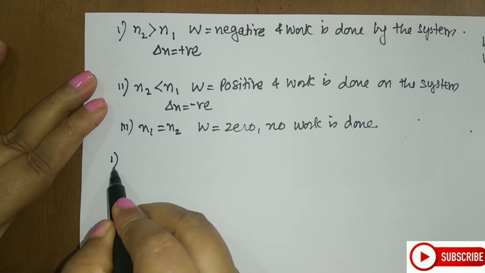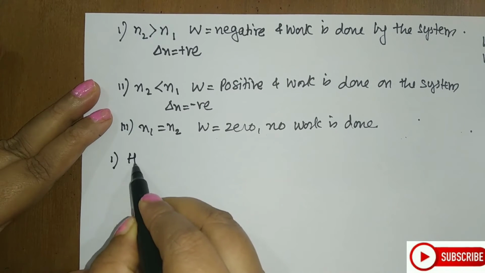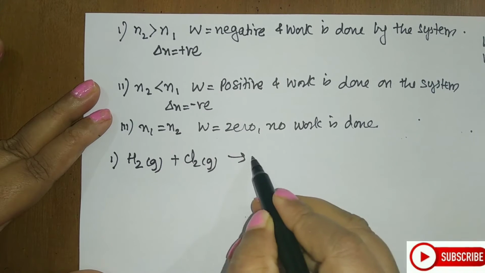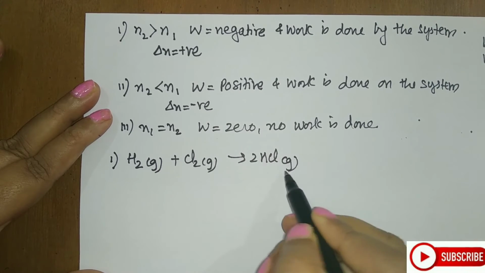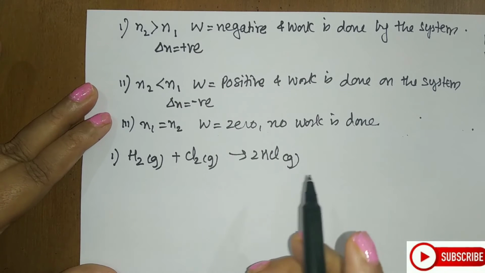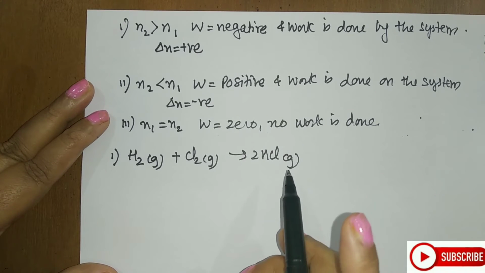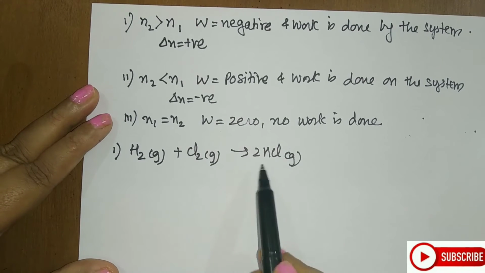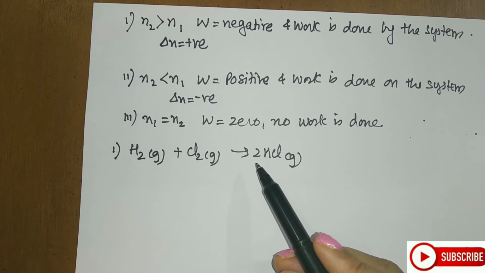So the first example what we have is H2 gas plus Cl2 gas gives 2HCl gas. Students, it's very, very important you have to check whether the reaction is balanced. So your first work will be, you have to just see whether the given equation is balanced. Here, I see the equation is balanced.